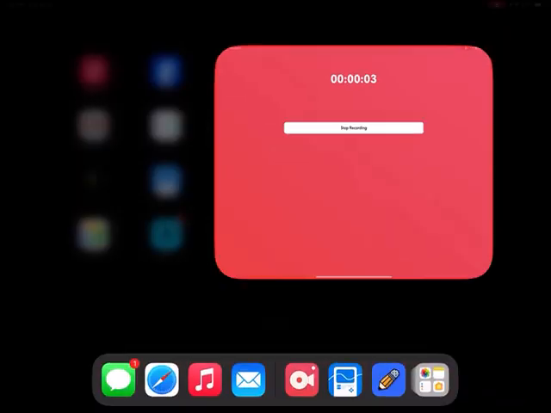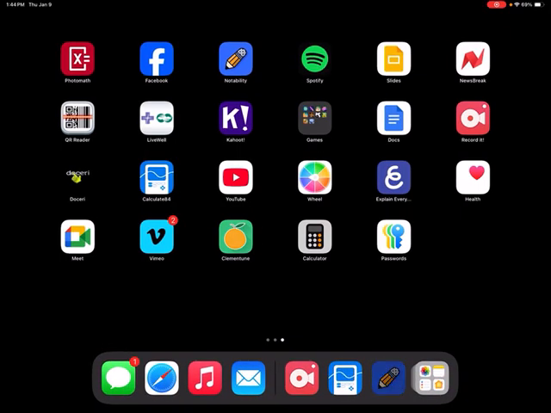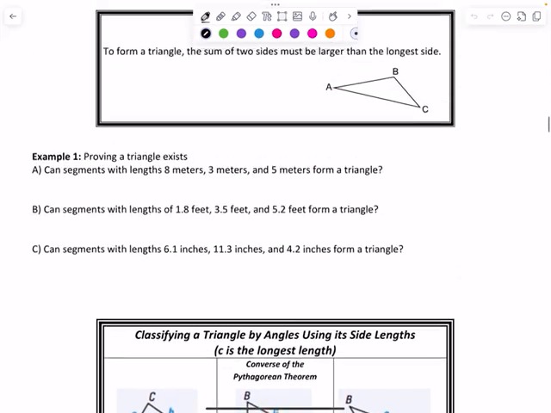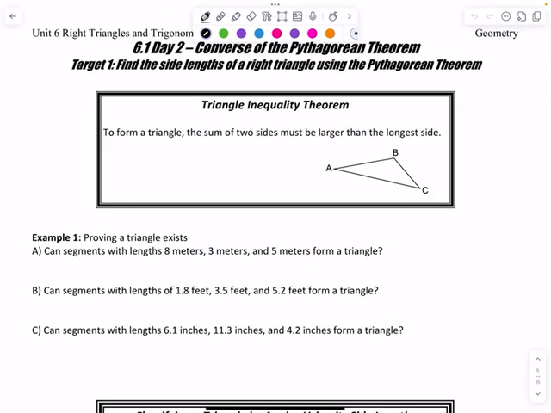Section 6.1, Day 2, we are going to do the converse to the Pythagorean theorem. Basically, if we use the Pythagorean theorem, can we defend if the figure is a triangle or not? To start out, the triangle inequality theorem seems confusing, but it's not too bad.